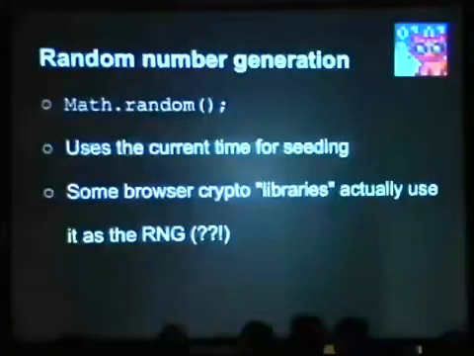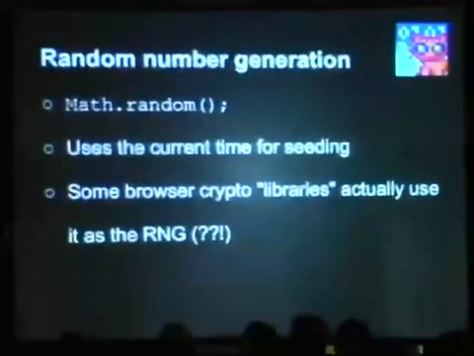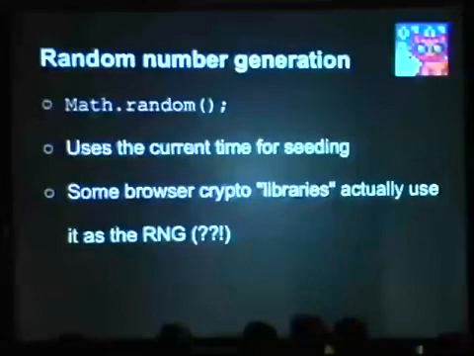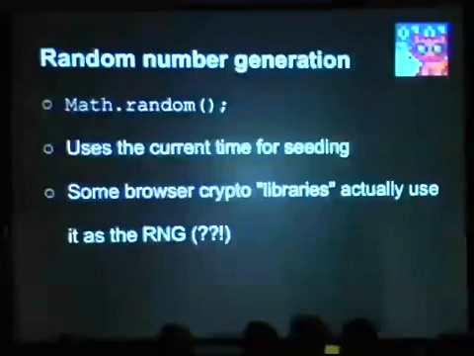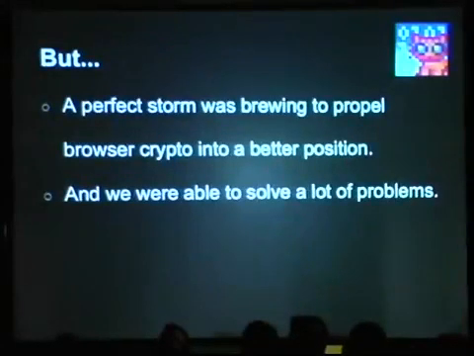Random number generation. Math.random uses the current time for seeding, and some browser crypto libraries at the time used that for randomness, which made me very eager to test the structural integrity of the nearest wall using my head. But a perfect storm was brewing, and at least from my perspective, there were many technologies, as technologies tend to crop up, to propel this platform into something better, at least better than what it was, which was quite terrible. So we were able to solve a lot of problems.